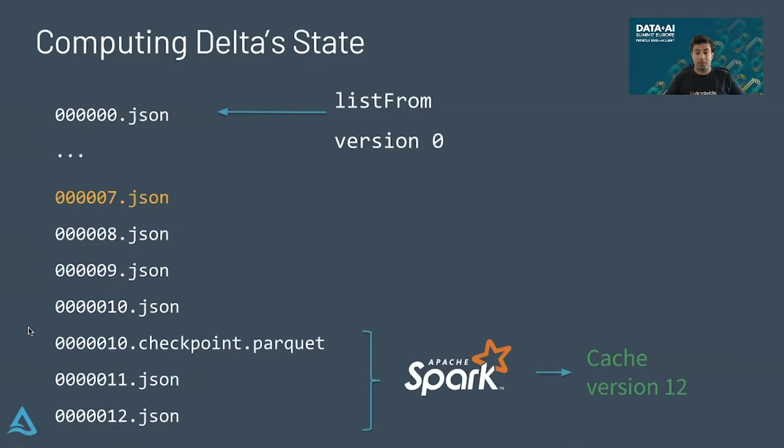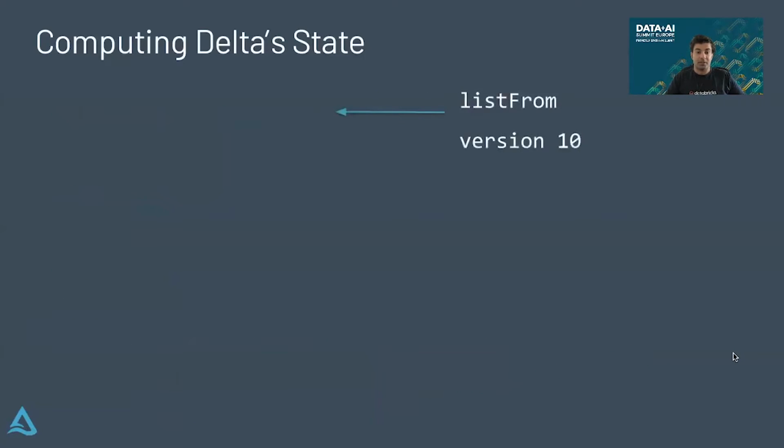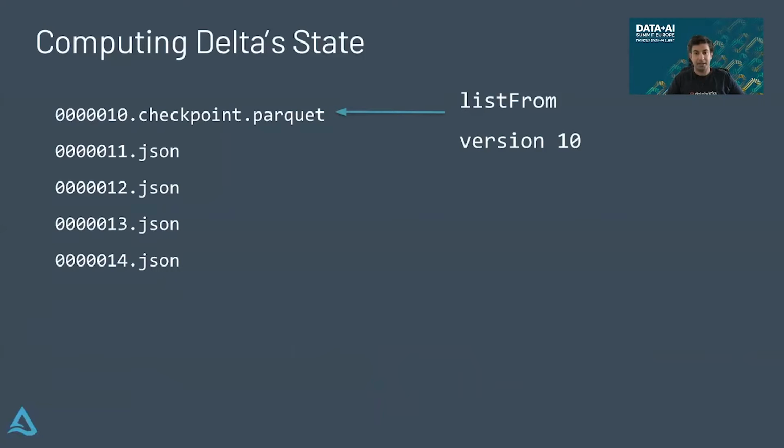So what Spark can do after that is read that checkpoint and list and use all the Delta files after it, so version 11 and 12, to compute and cache version 12 for further queries. The next time it needs to update, since it knows that the latest checkpoint that was used was version 10, it can actually list from version 10, see these new files, compute, and cache the state for version 14.